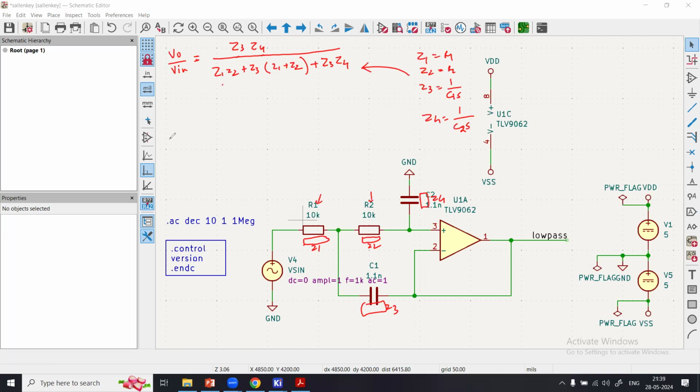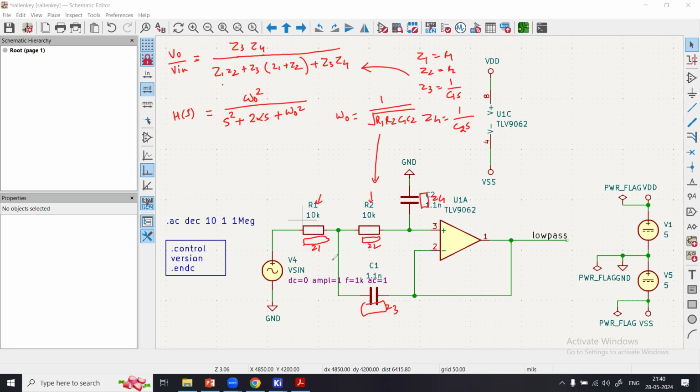For the second order active low pass filter in the Laplace domain, the transfer function is expressed as H of s equals omega naught square divided by s square plus 2 alpha s plus omega naught square, where omega naught is the undamped natural frequency, which is derived as 1 over square root of R1 R2 C1 C2. So we are talking about this filter now.